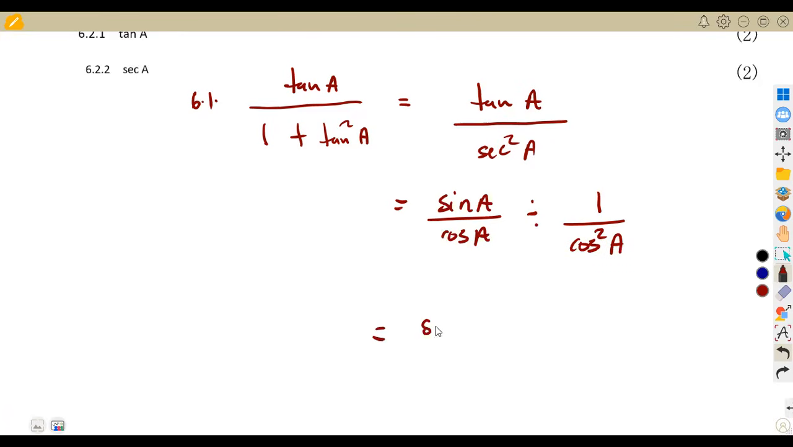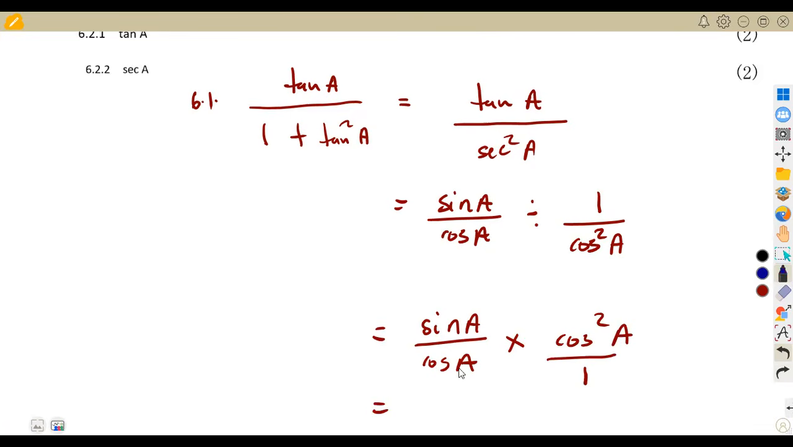All right. So this is going to give us sine A over cosine A times. Remember, whenever you've got a division, introduce a multiplication, invert the second fraction. So it's going to be cos squared A over 1.